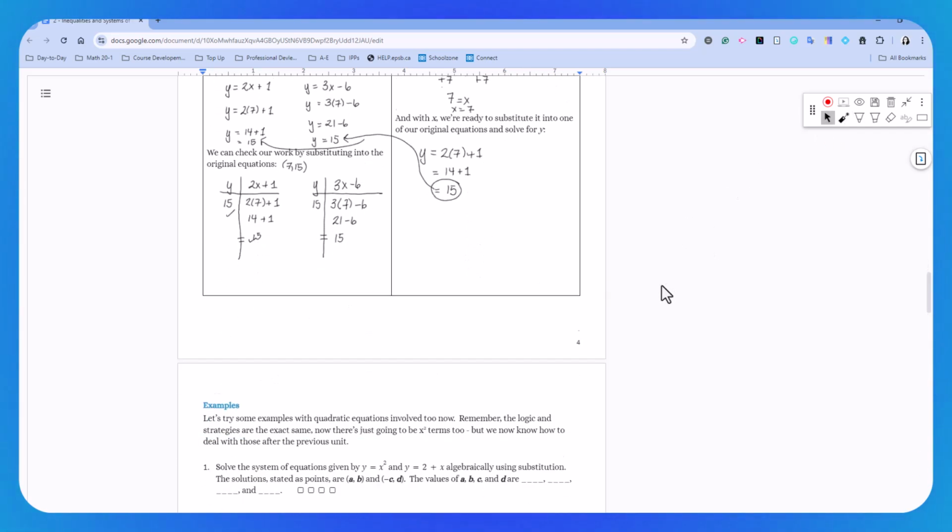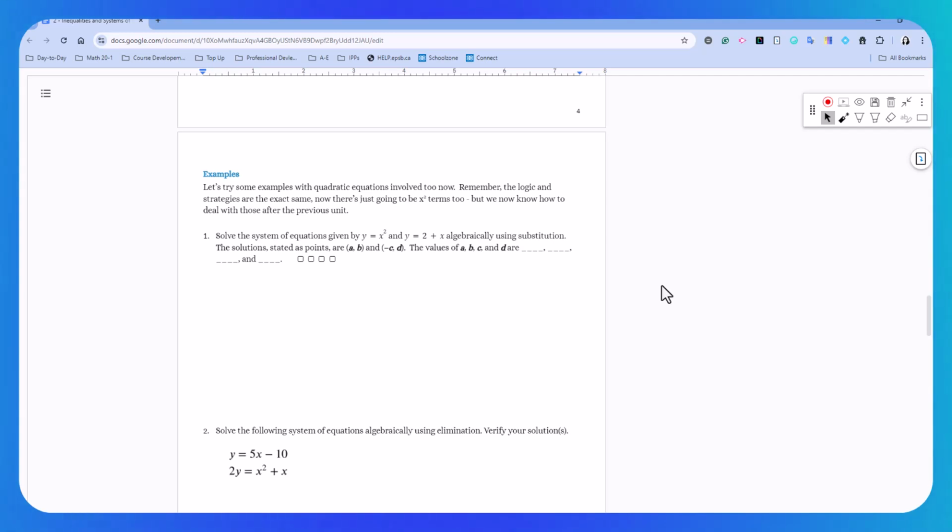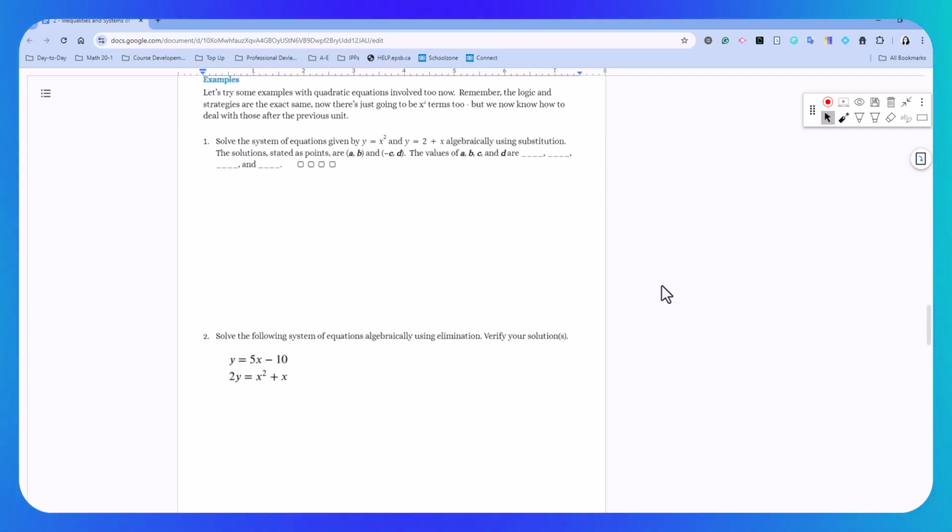So now let's head on down. And this time we are going to look at some examples that involve the quadratic equations too. Now the strategies are exactly the same. We just have to deal with those squared terms. But we know how to deal with those from the previous unit. So let's look at this example.